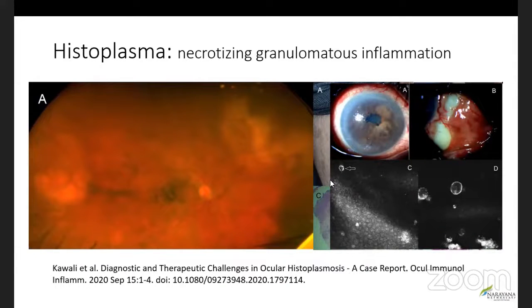So here also on confocal, you can see that there are some cystic lesions sitting on the endothelium, which perhaps could be toxoplasma cyst or histoplasma cyst, but we are not sure because the size of these lesions was larger. So after a prolonged course of antifungals and maintenance dose of steroids, the inflammation gradually came under control. So remember, histoplasma can also cause necrotizing granulomatous inflammation.